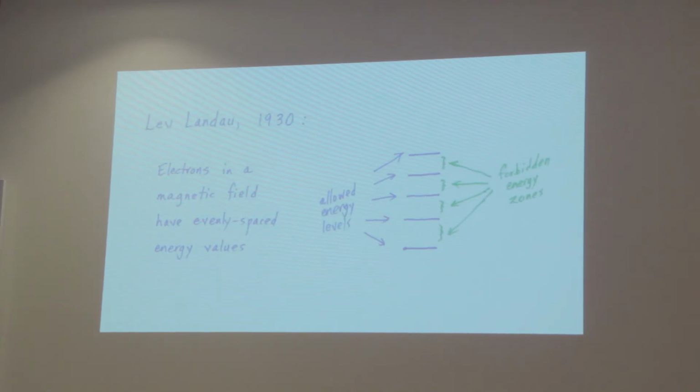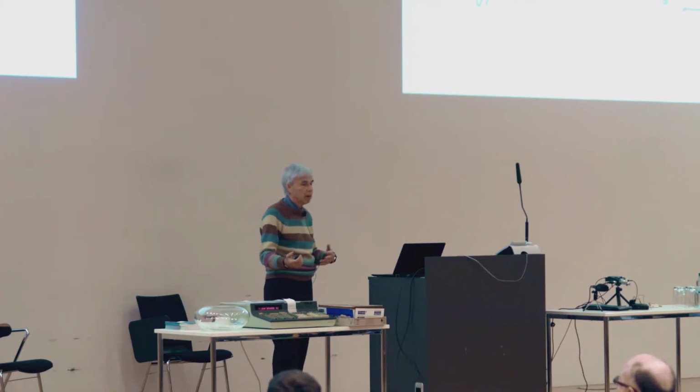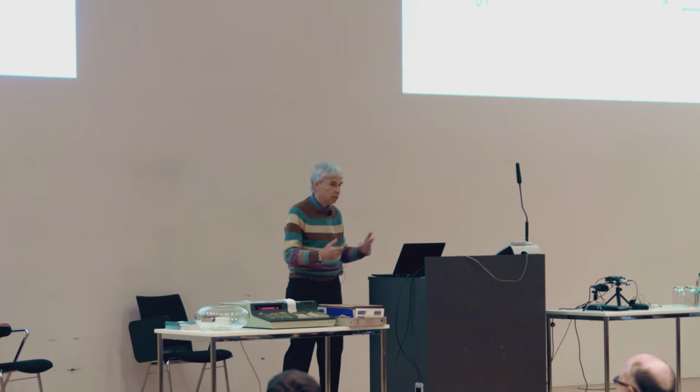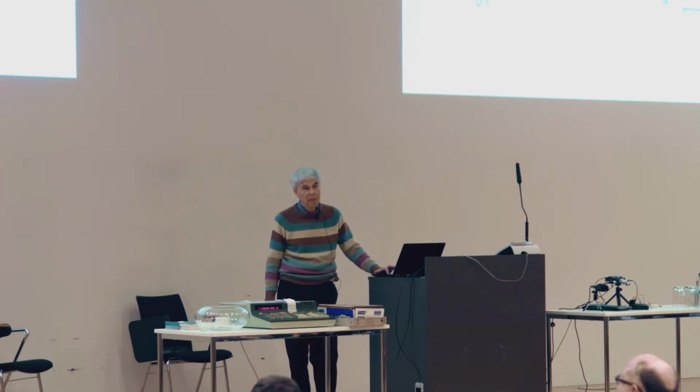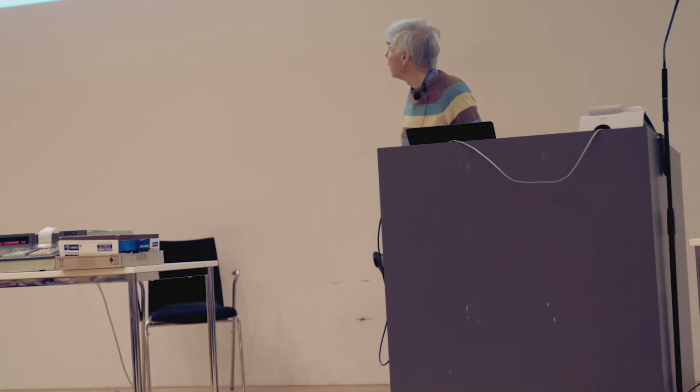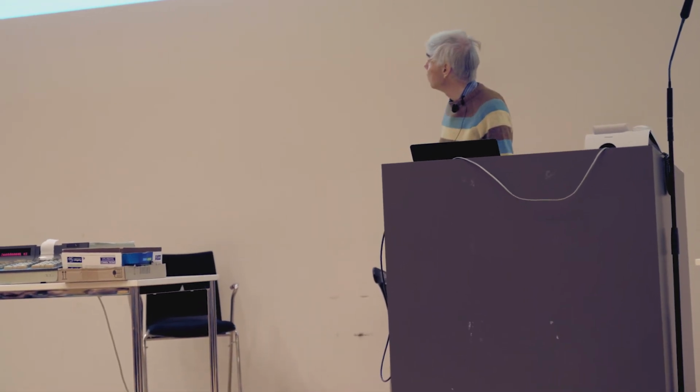Well, when you have electrons without a crystal, you get these evenly spaced Landau levels. So that's the opposite situation. You have a magnetic field without a crystal, or you have a crystal without a magnetic field. But how did the two get reconciled when the two phenomena meet each other? That was the question.